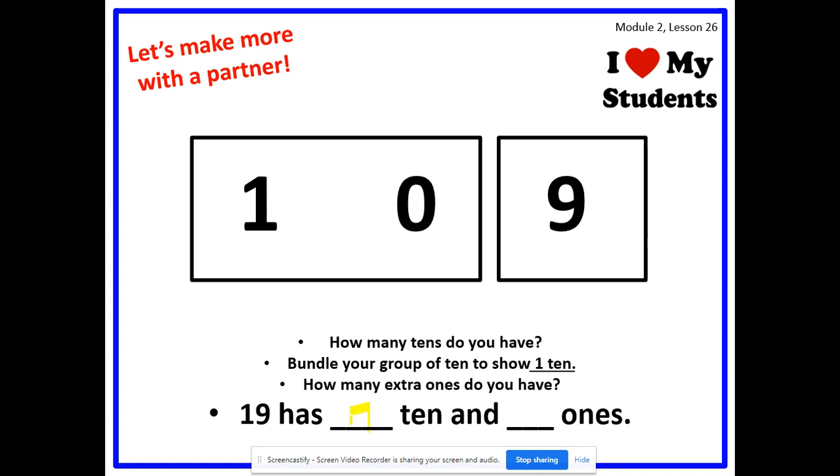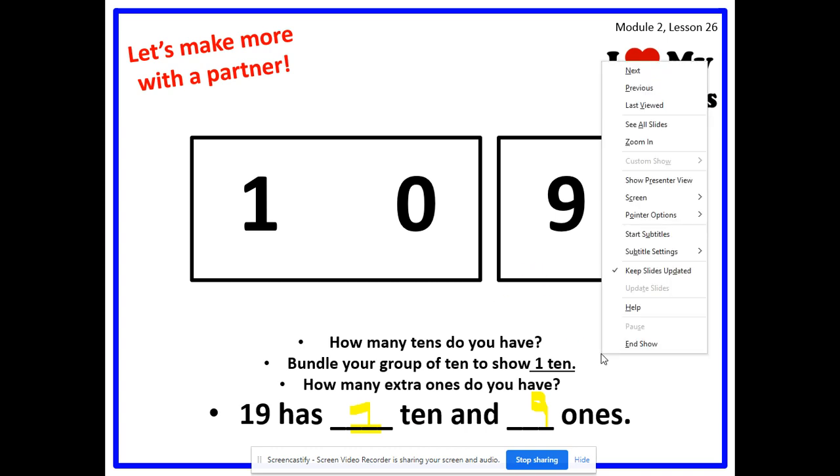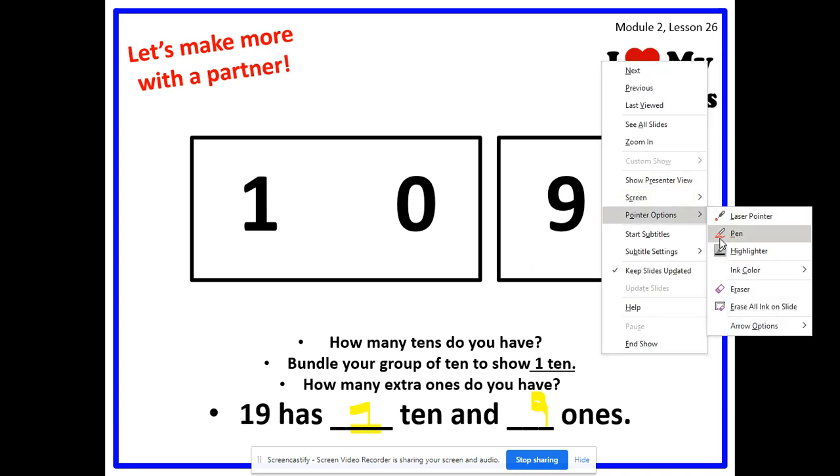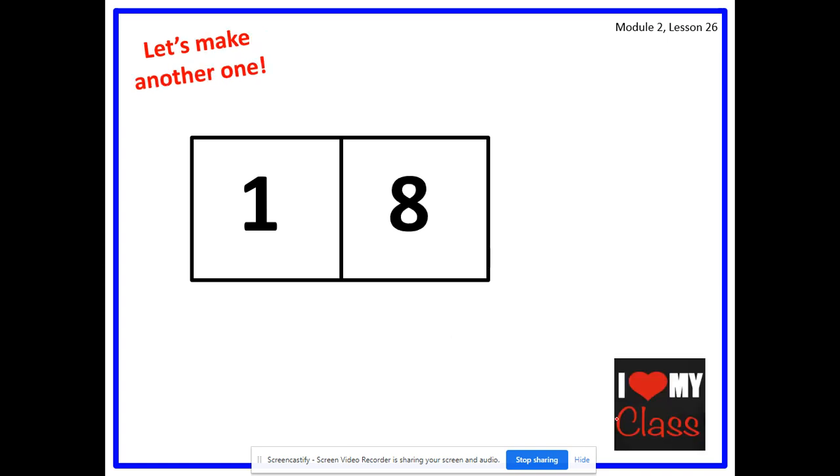1 ten, and 9 ones. We do not put 19 has 10 tens, because does it have 10 groups of 10? No. It just has one group of 10 and 9 ones. I think I'm going to use my pen. Ready? Let's do another one together.